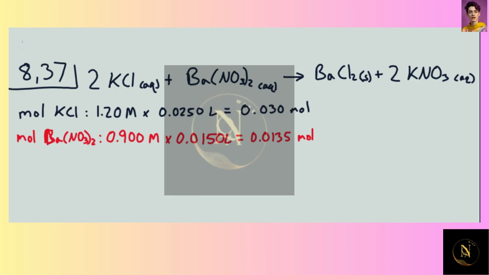Now, in most cases, we can't simply look at the one that's smallest to determine the limiting reagent. We need to look at the ratio. So we need 2 potassium chloride for every 1 barium nitrate. So we have, let's say, 30 millimoles of potassium chloride. And to completely react with that, we would need 15 millimoles of barium nitrate, which we don't have. So this is the limiting reagent.